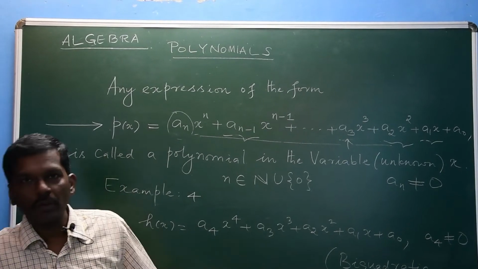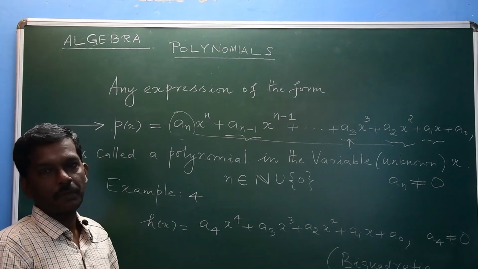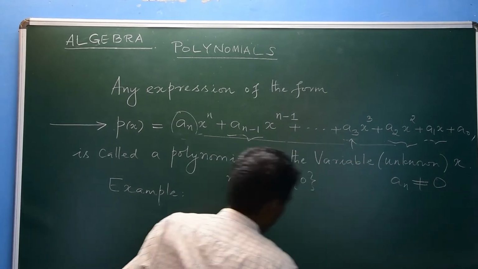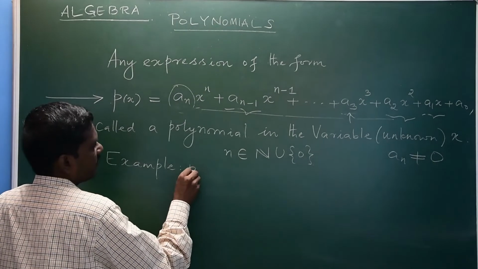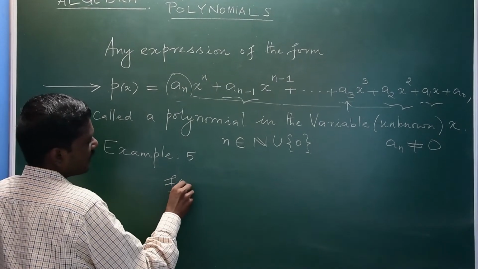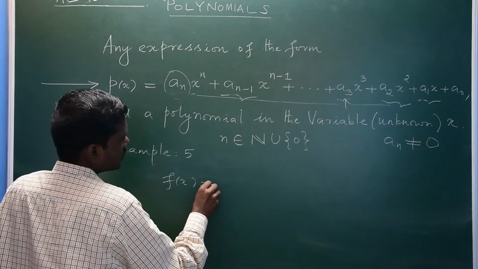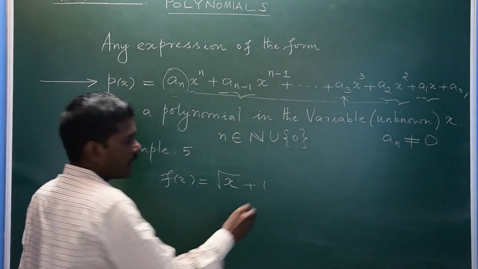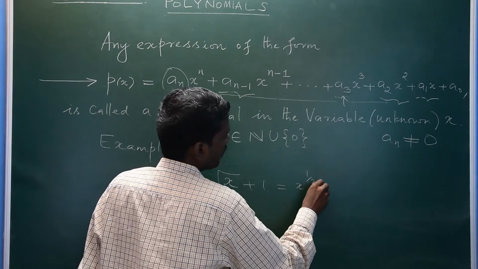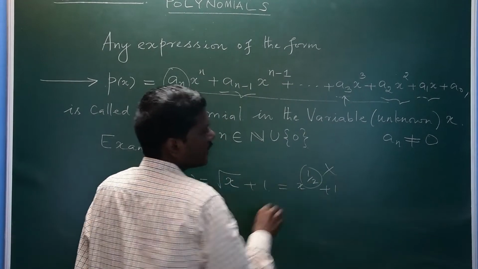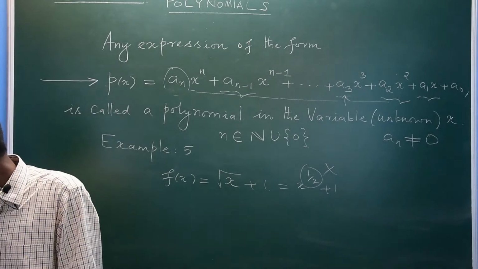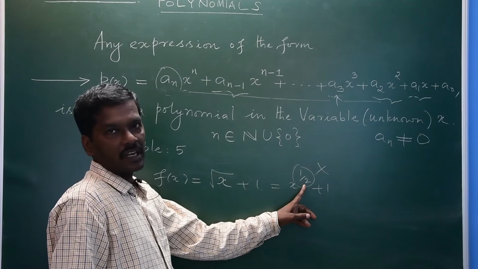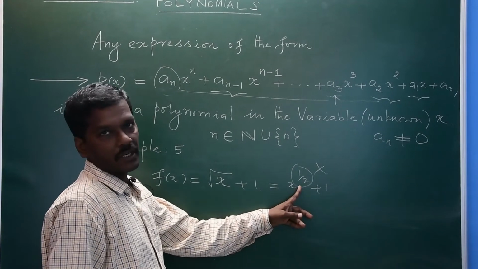Now we will give non-examples of polynomials, expressions which are not polynomials. Example 5. Let us take f of x to be square root of x plus 1. This is not a polynomial because this is x to the power half plus 1. For an expression to be a polynomial, the degree should be a non-negative integer, but here it is a fraction.